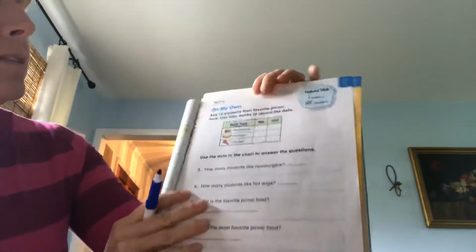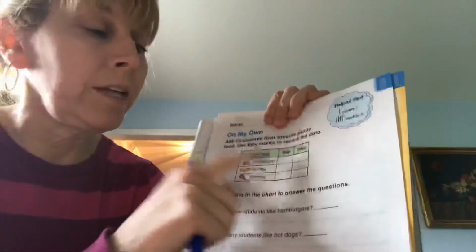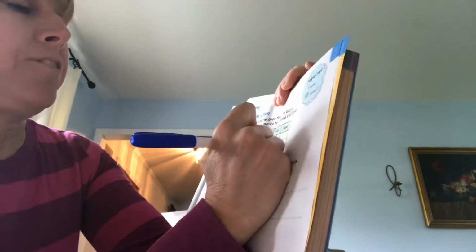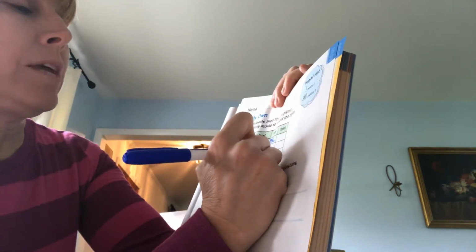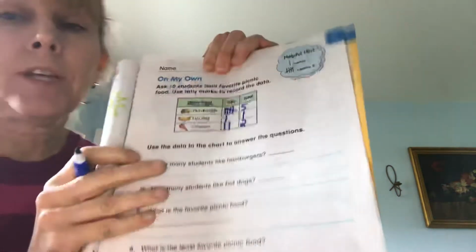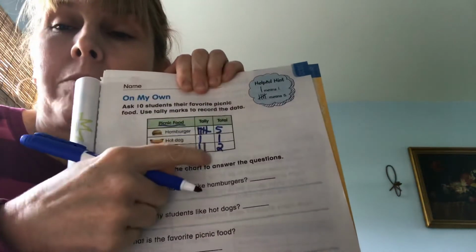Last night I asked you to complete this, a survey. I just said ask your family, so I'm just going to pretend that I asked my family and some neighbors over the phone. So I had 5 hamburger, 1 hot dog, and 2 chicken. You should have taken your tally marks and then found your total over there.